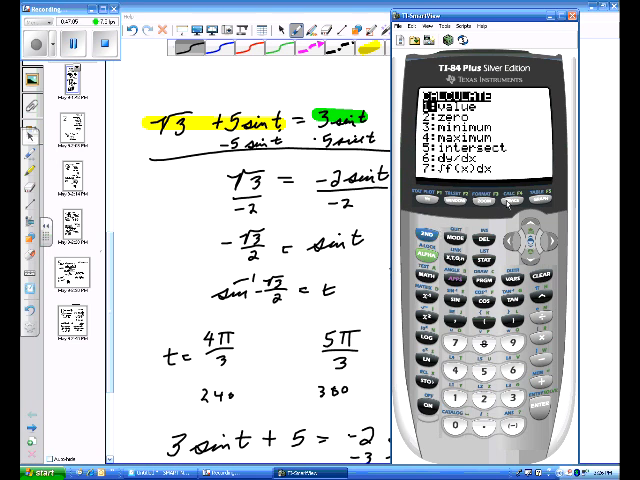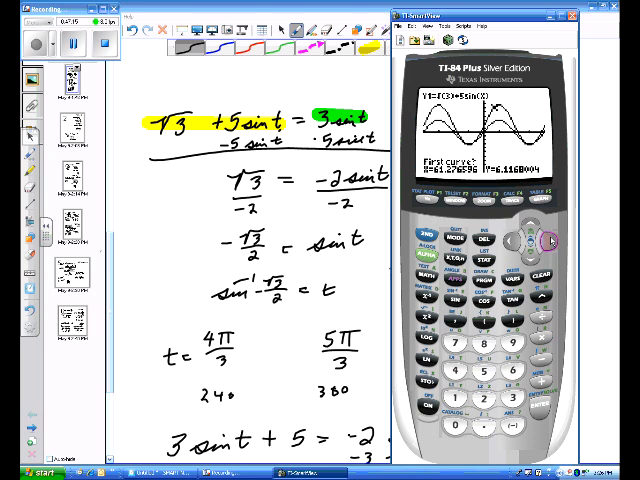Then we can do the same thing, second calculate, number 5, and we'll move our cursor to the other place where they intersect. And we'll do enter, enter, enter. And that gives us our 240 degrees. So you can check your solutions using your calculator, but you want to work through with the algebra.